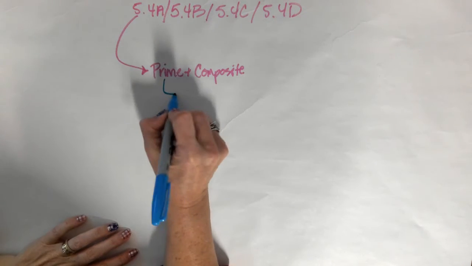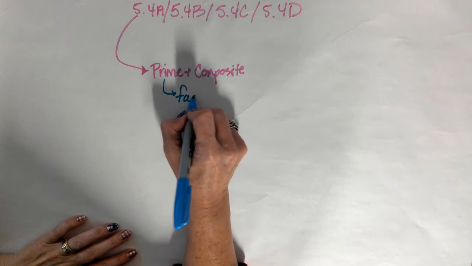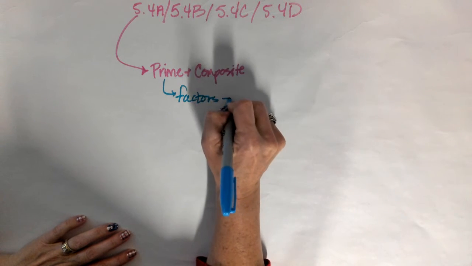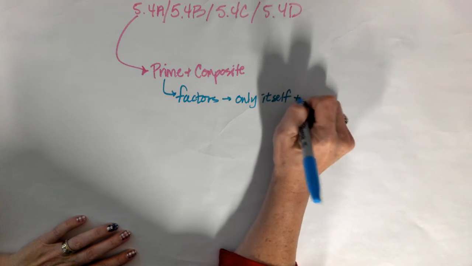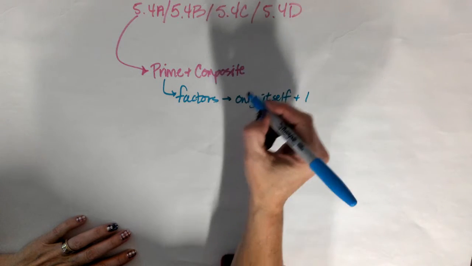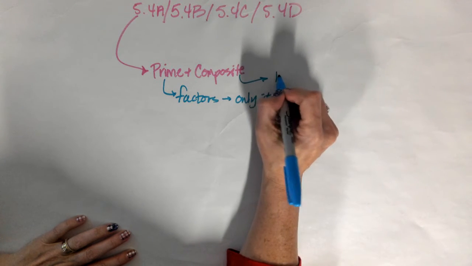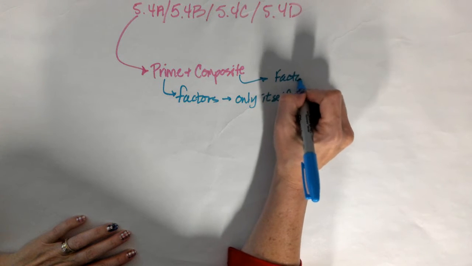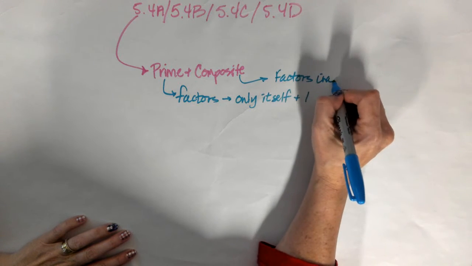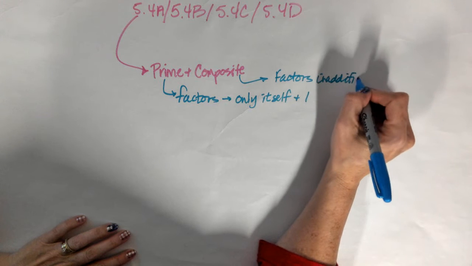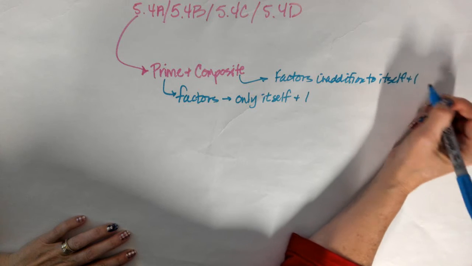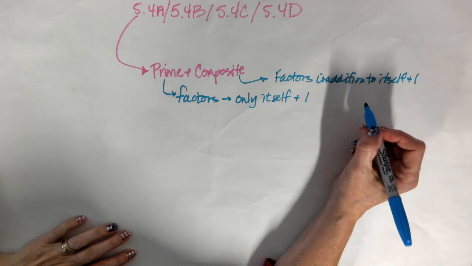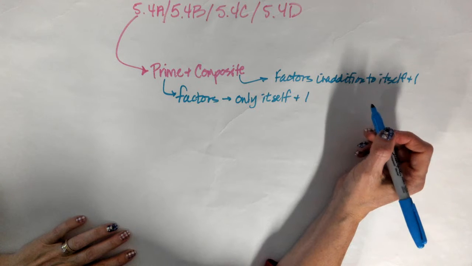So let's talk about what prime and composite means. Prime means a number's factors are only itself and one. Only itself and one. Composite is anything else. These are numbers or factors that are in addition to itself and one, which means if a number has any other factor besides itself and one, it's composite.